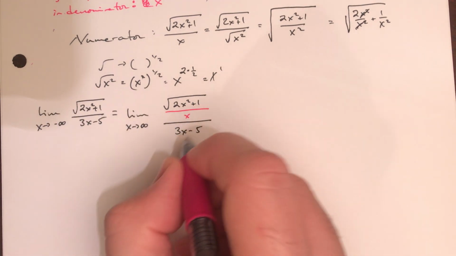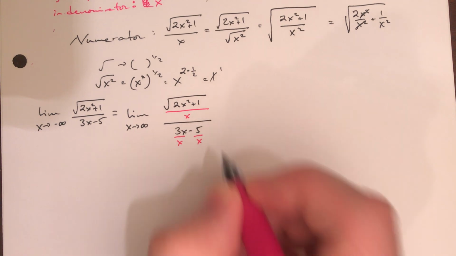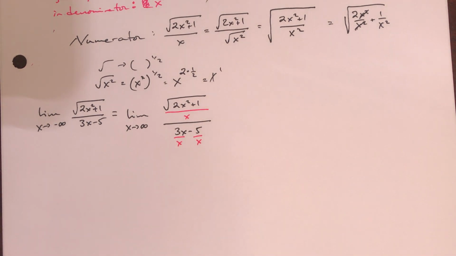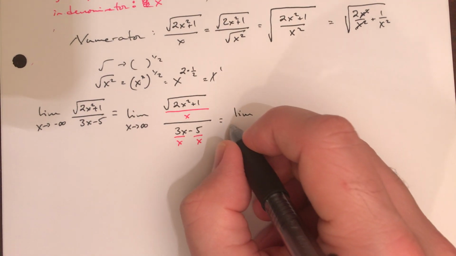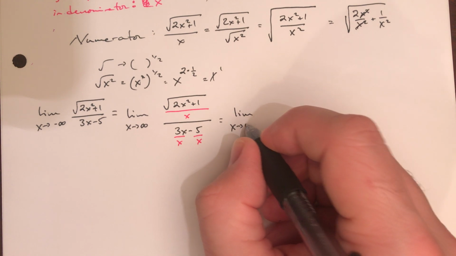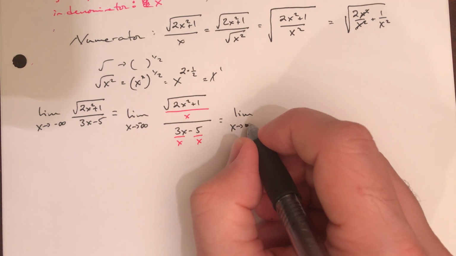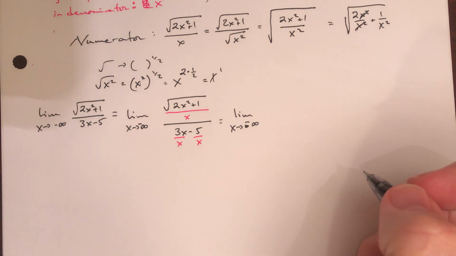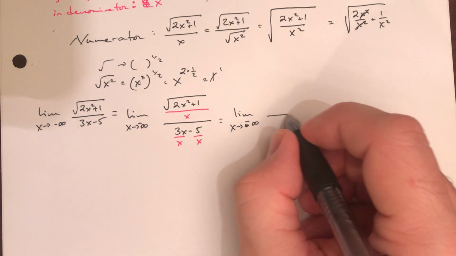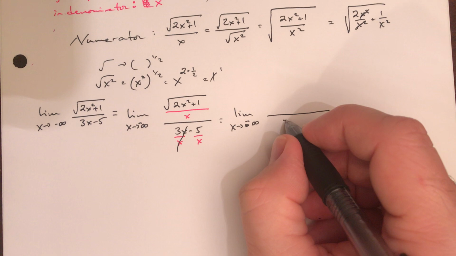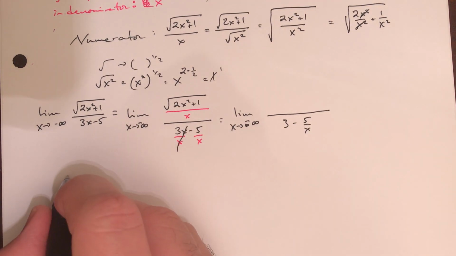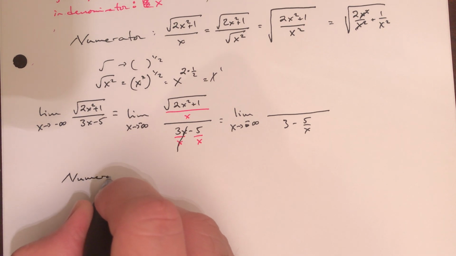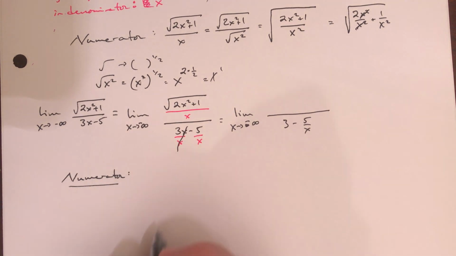Divide this guy by x, and each of those by x. This is a negative limit. Limit as x goes to negative infinity. We're still going to get 3 minus 5 over x in the denominator. But now when we go to simplify the numerator, we have to be a little bit careful.